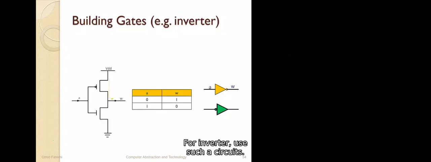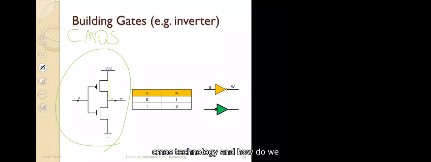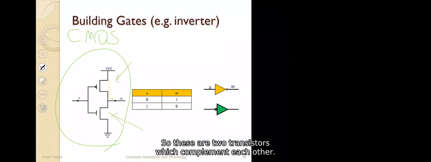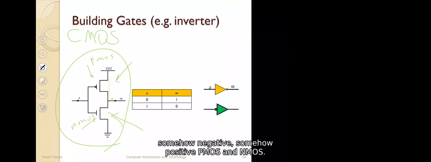For inverter, we use such a circuit. This is the circuit for inverter. As you could see, in CMOS technology, complementary MOS, metal oxide silicon. So CMOS technology, if you want to Google later, that's not bad. See what is CMOS technology and how we build transistors and so on. So these are two transistors which complement each other. So we call this CMOS, complementary. This transistor is PMOS, and this transistor is NMOS.